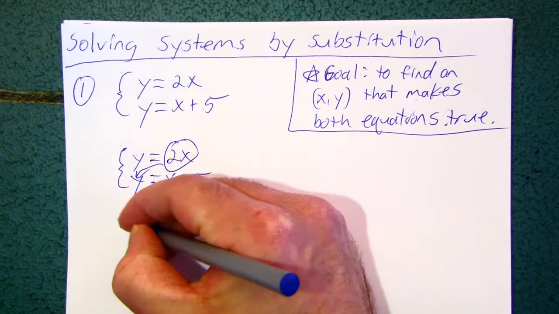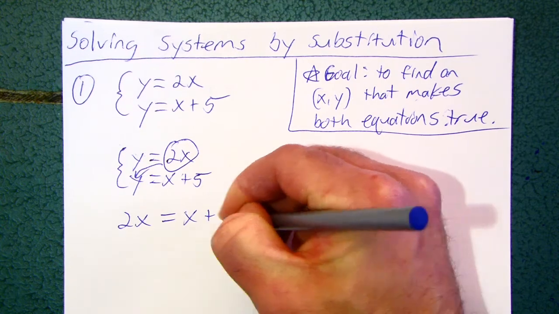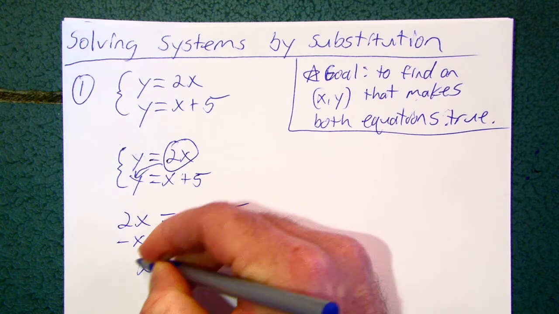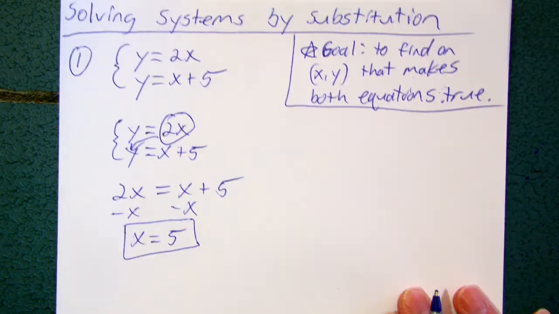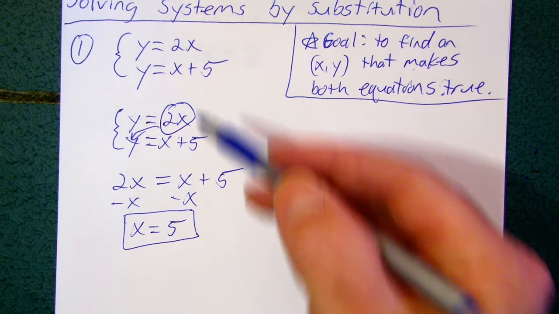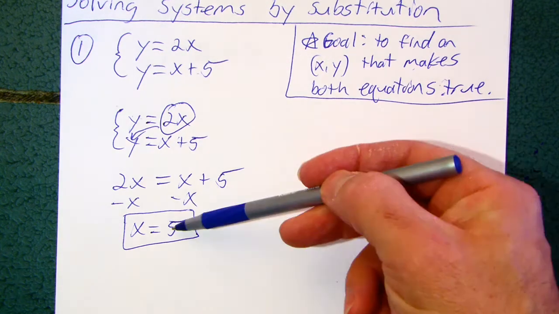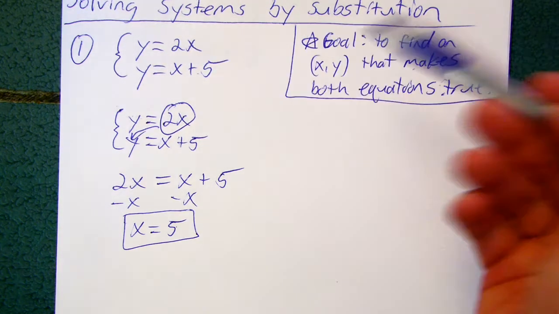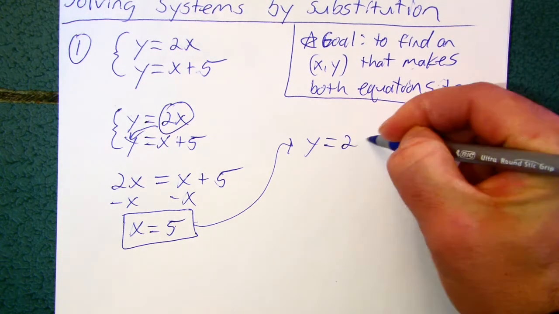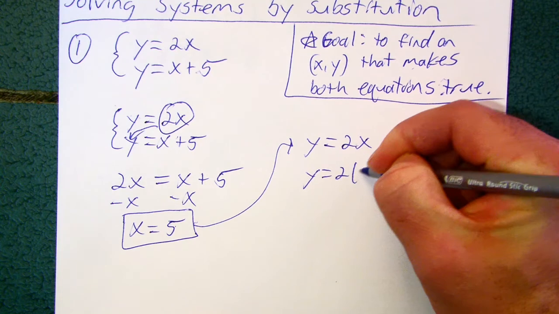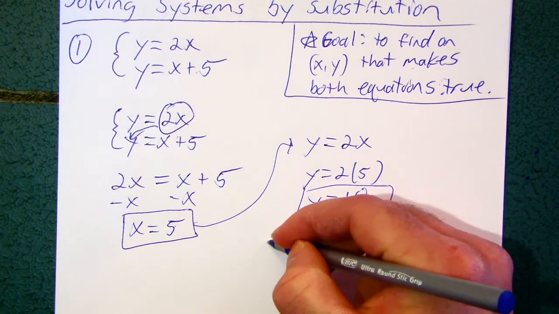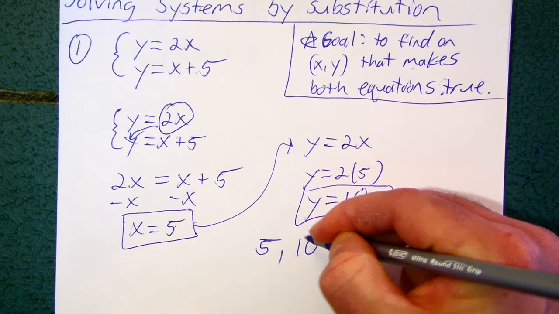So that means I'm going to have 2x equals x plus 5. Then I can subtract x, x equals 5. So now that I have x equals 5, I need to figure out y. I can put it back into either original. And you can see here, if I put 5 in for x here, 2 times 5 is 10. If I put 5 in here, 5 plus 5 is 10. I'm just going to put it back in the first one. I'm not going to write it out for both, but it doesn't matter. So y equals 10. So my final answer is 5, 10.